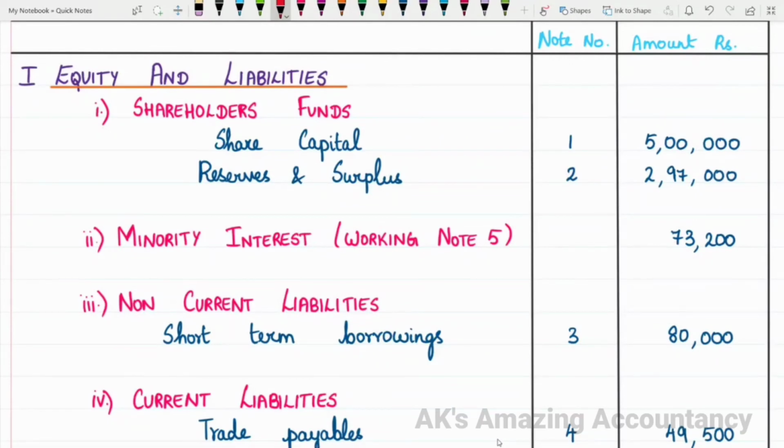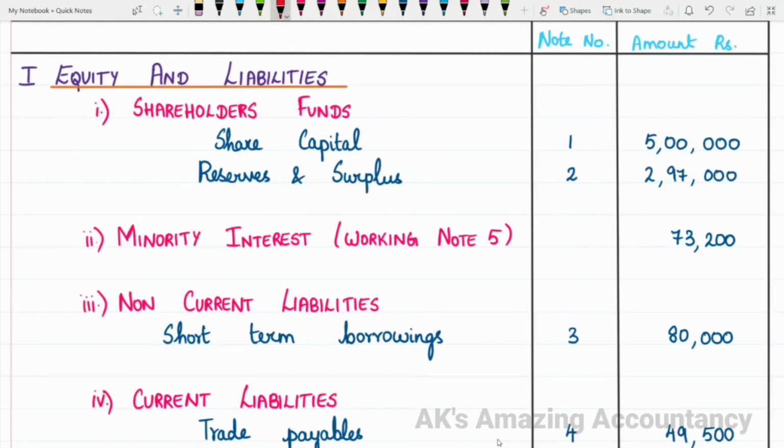As I told you earlier, unless and until you are familiar with the format of the balance sheet, preparing the balance sheet will not be possible at all. So you will have to be thorough with the format. Having done all the notes already, preparing this consolidated balance sheet is going to be very, very simple and easy.